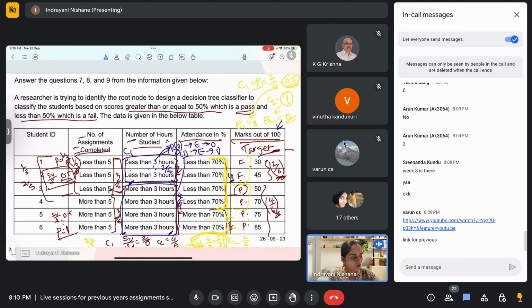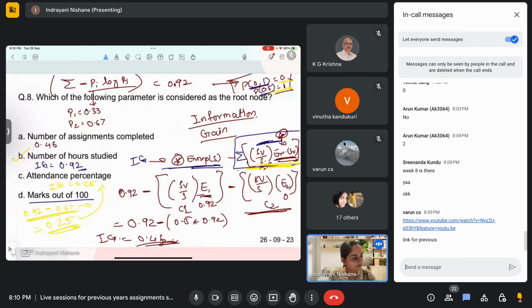Now coming to SV by S into entropy, for that we calculated the probability of passing for this C1. Out of the 4 students, 2 are passing, 2 are failing. So 0.5 was the probability of passing. For 0.5 probability, the entropy value was 1. Hence that whole term became SV by S only, which was 0.67. So this we subtracted from the entropy value.